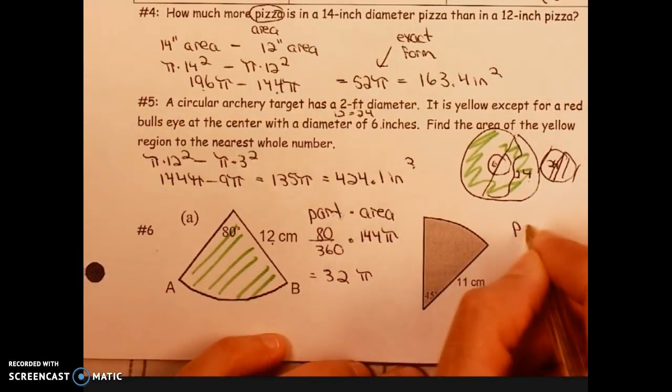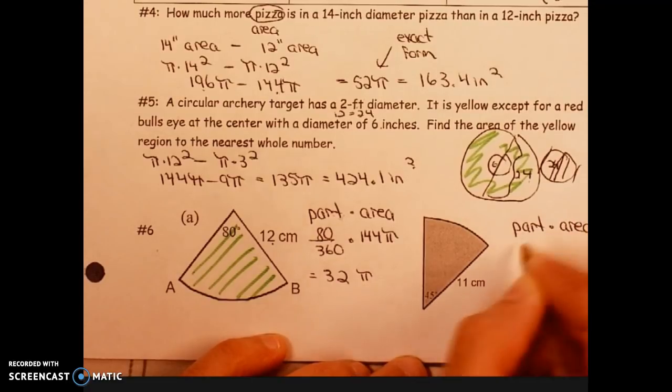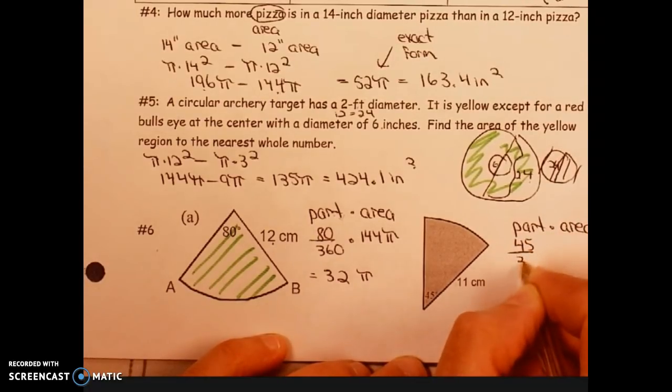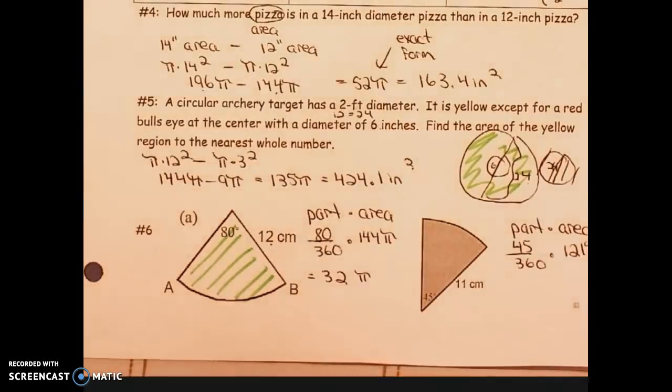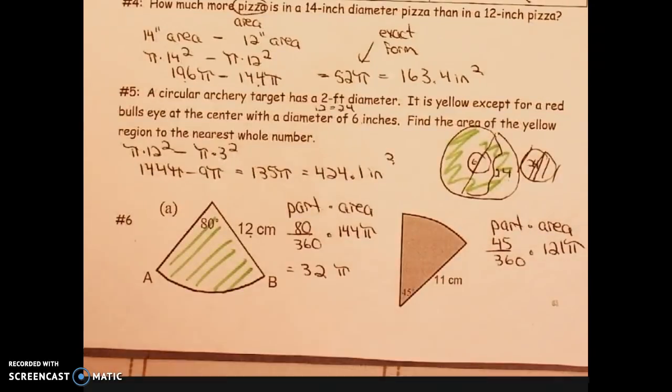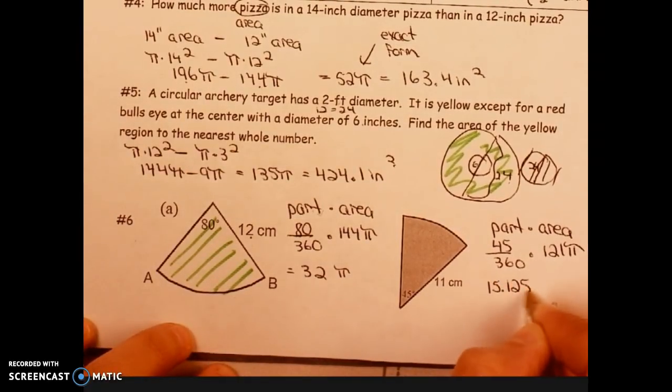Same thing on number 7, or the second part of 6. Part times area. In this case, I want 45 out of 360. My area is 121 pi. And I end up with 15.125 pi.